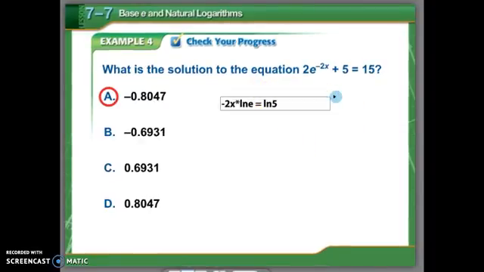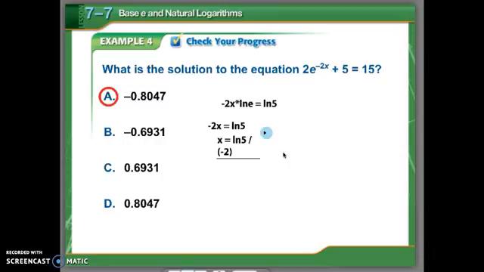We're going to have that line. And then remember that natural log of e is just 1. So that's going to be negative 2x equals natural log 5. Then we're going to divide both sides by -2, and we're going to have x equals natural log 5 divided by -2, and type that answer in our calculator, and we're going to get this choice A.